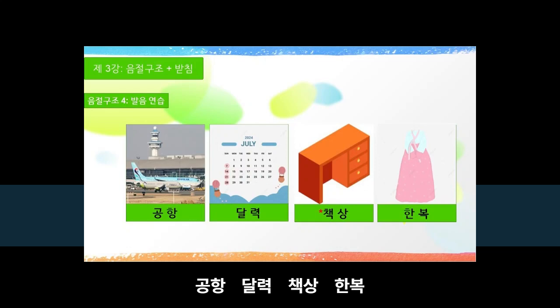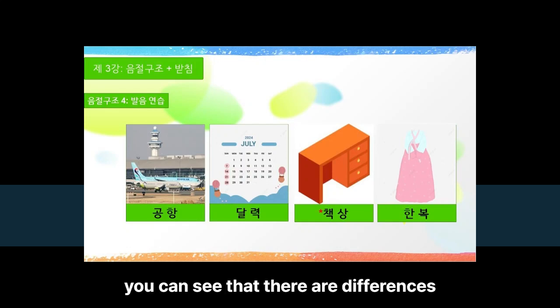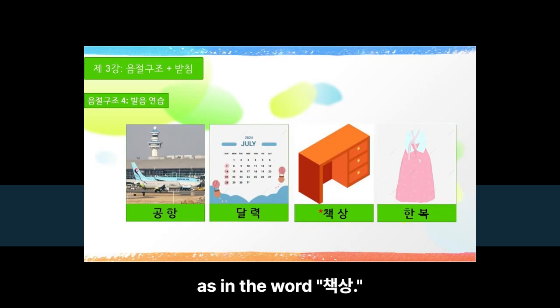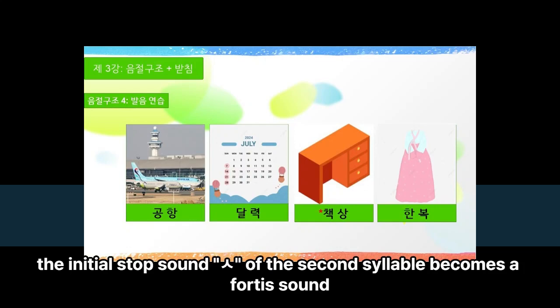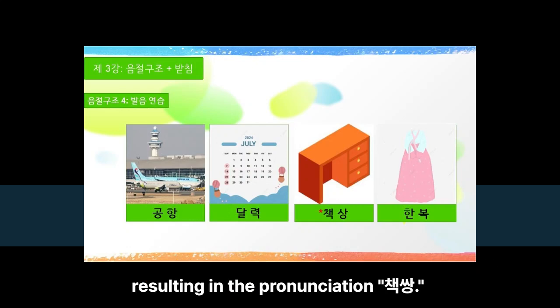As you have confirmed while practicing pronunciation with the audio, you can see that there are differences between the Korean writing and the actual pronunciation, as in the word cheksang. As explained earlier, the initial stop sound, shiat, of the second syllable becomes a fortis sound due to the influence of the final stop sound, giok, of the preceding syllable, resulting in the pronunciation, cheksang.